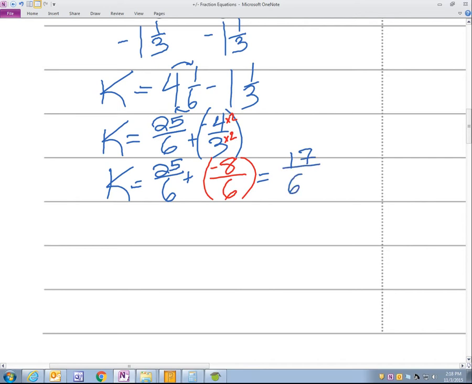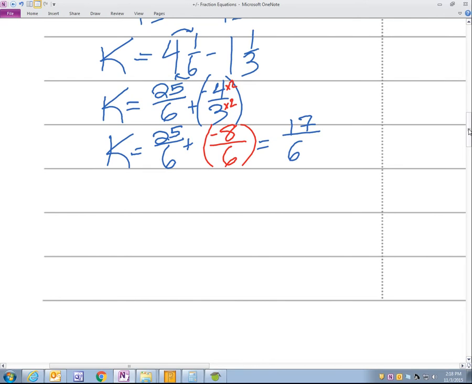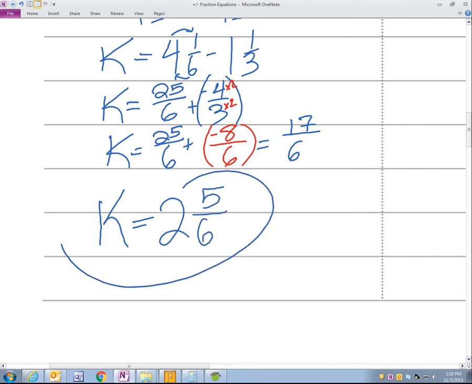But I'm not done. But wait, there's more. I must simplify. K equals 2 and 5 sixths, and that's the final answer.